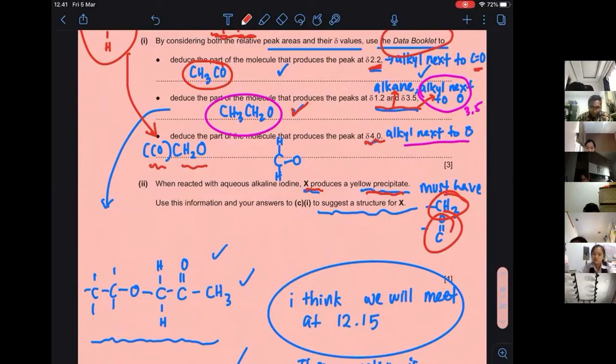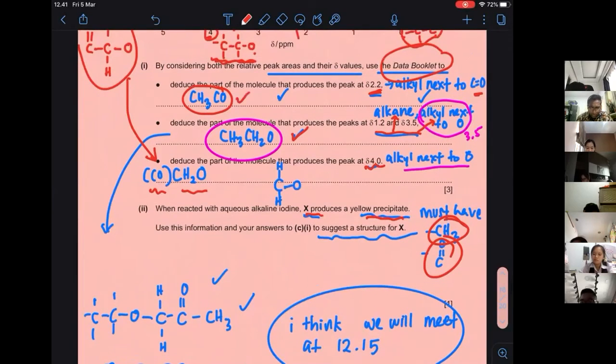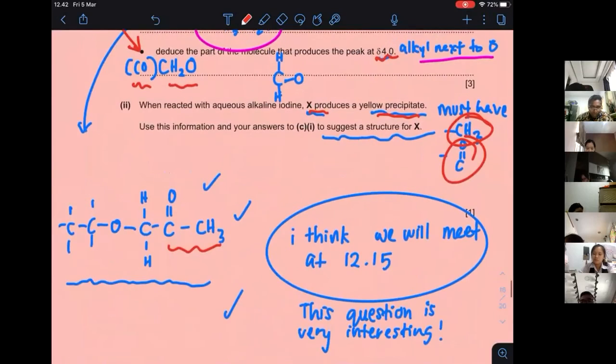So when I see this, I try to relate. There is C double bond OCH3, so it must be at the end. So I put it over there. And I still need to figure out where I need to put the remaining 3 carbons because it's C5 here. So what I need to do, I need to refer.